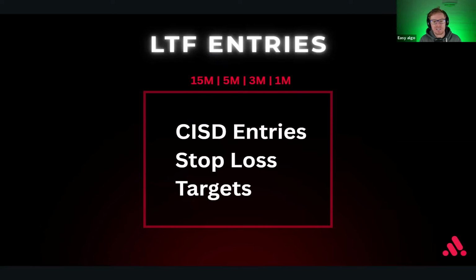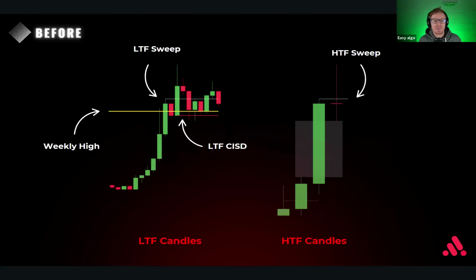So for our lower time frame entries, we're going to use the CISD for entries, mark out our stop losses and our targets. That's pretty much all the components. I've simplified this into so much of a reduced way that it'll just make it super easy for you to understand. So here I'm going to break down a few setups, just showing you exactly how all these components work synergistically with the higher time frame and the lower time frame.